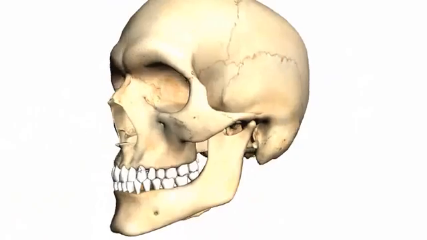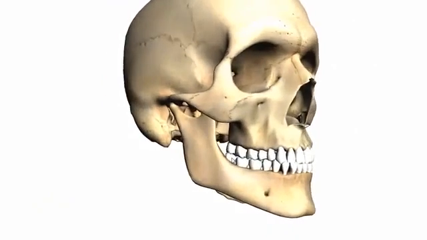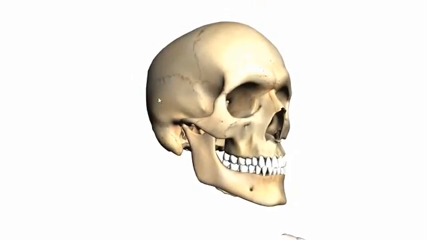So the mandible is your lower jawbone, and together with the cranium it makes up the skull. The cranium has the upper part and the lower part, and the mandible isn't a part of the cranium, but together with the cranium it makes up the skull.